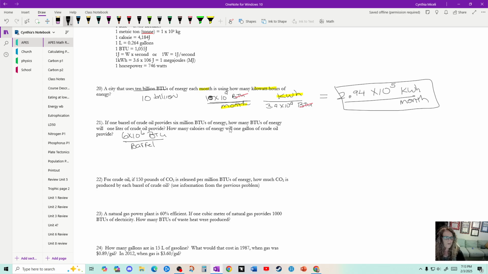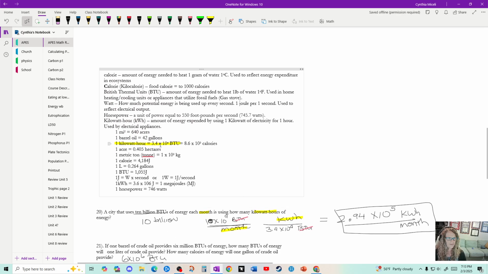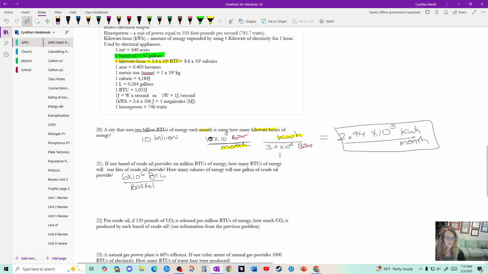And then I know if I look up here, somewhere up here, right here, there are 42 gallons in a barrel. So I'm going to use that piece of information. Since my barrel is down here, I want my other barrel to be up here. It's gallons per barrel, so my 42 should go down here. If I set it up that way, these barrels will cross out.